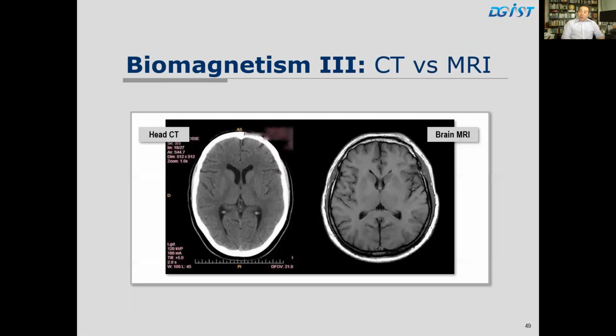Now, CT, as you know, is X-rays. So you can see here the X-rays are absorbed by this. The X-rays are absorbed by, are denoted by a very white image. This, of course, being the cranium or skull, so it's absorbed by bone.